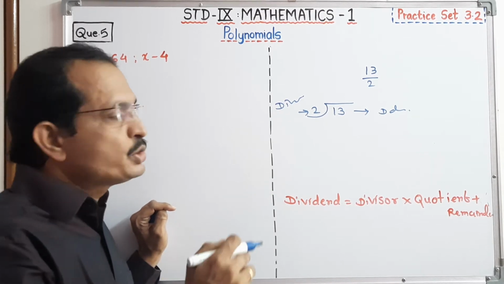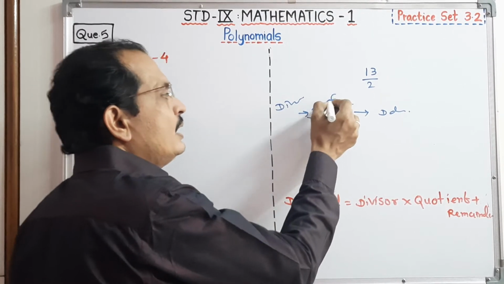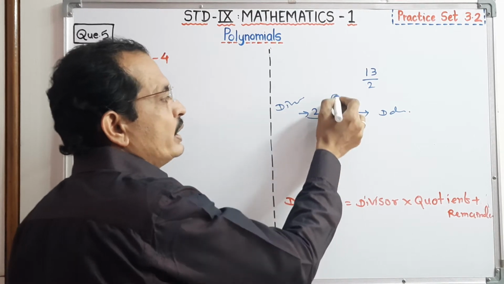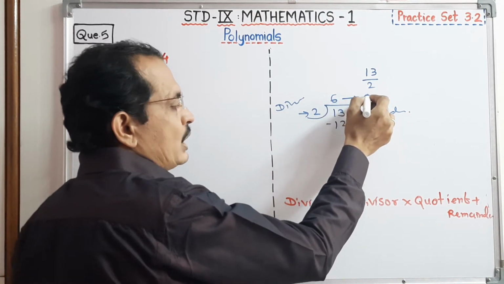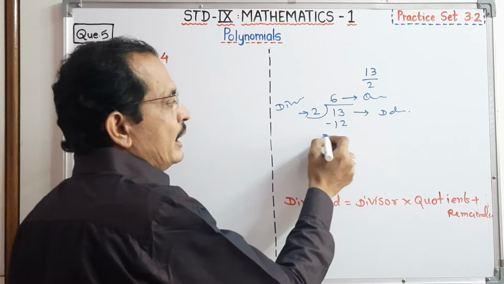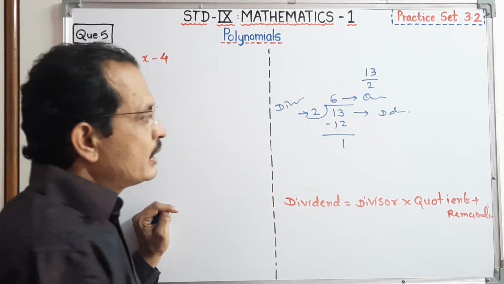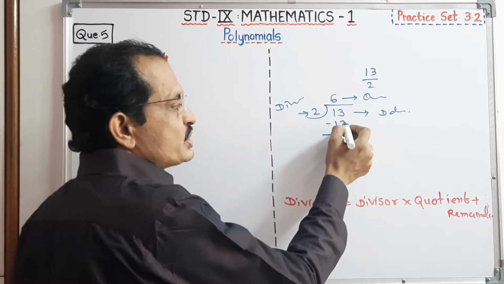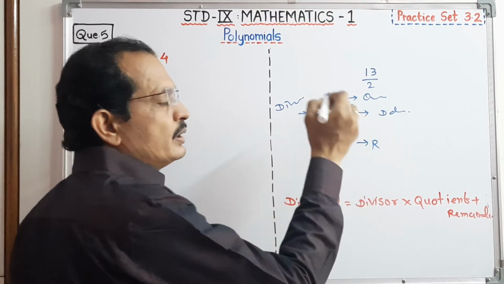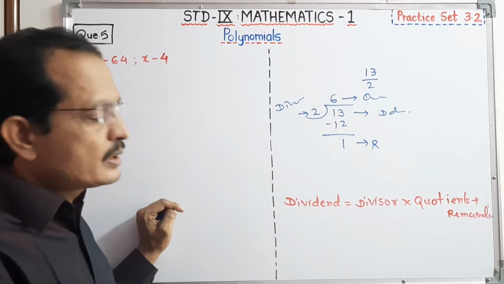That 12 means 2 6s are 12. Therefore we write here 6. It is called the quotient. And 13 minus 12 is 1, and it is called the remainder. These are the basic concepts.